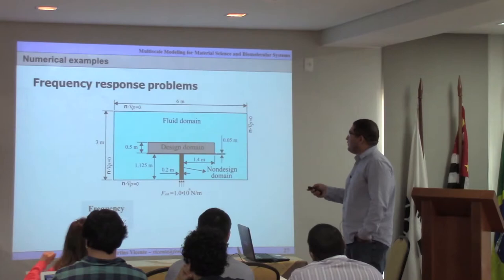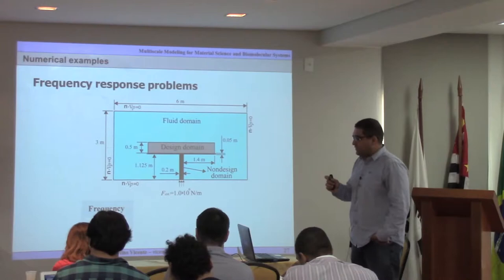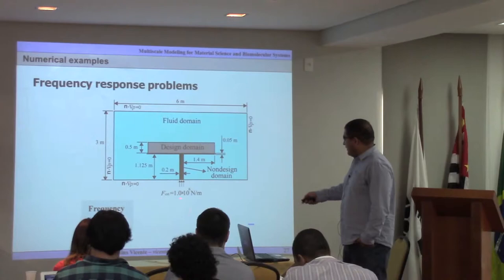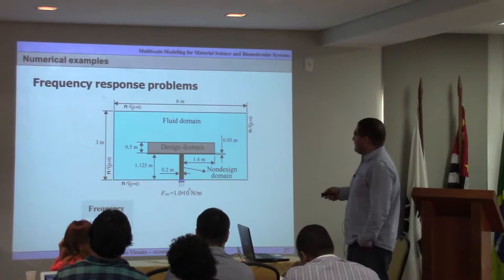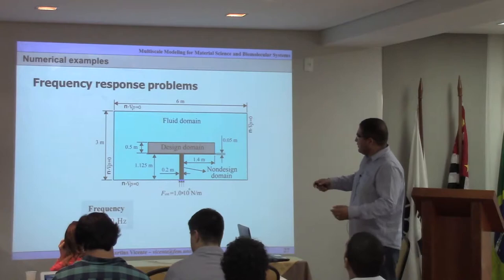Another kind of problem that we can deal with in this approximation is the frequency response problem. So here the idea is a little bit different. That problem was a static problem and you want to maximize the stiffness. Here we have a frequency force applied in the bottom of the structure with a certain frequency, 120 Hz, and we want to maximize the stiffness of this design domain in order to minimize the displacement of this structure. And here we have a fluid outside the structure.